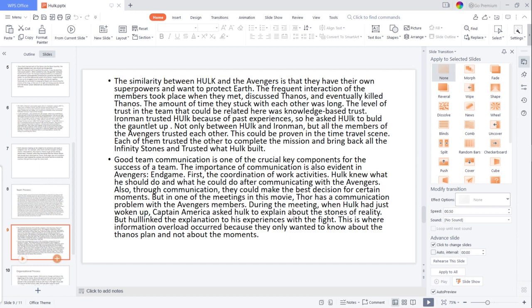Also, through communication, they could make the best decision to solve a problem. With the Avenger members during the meeting when Hulk had just woken up, Captain America asked Hulk to explain about the Reality Stone, but information overload occurred because they only wanted to know about Thanos' plan and about the moment.